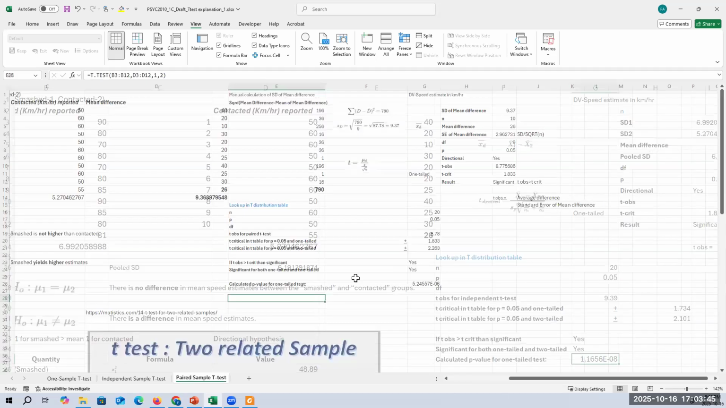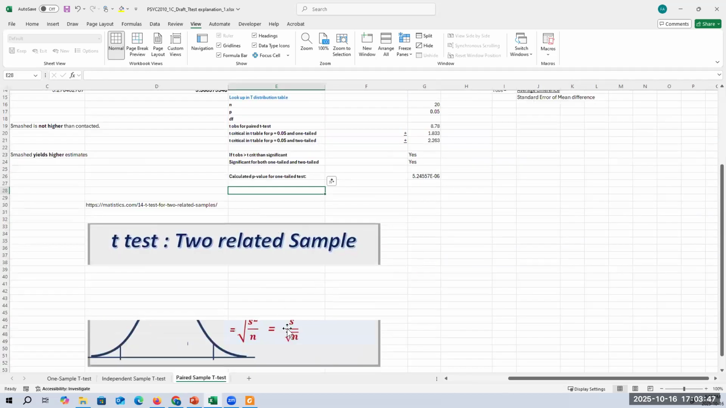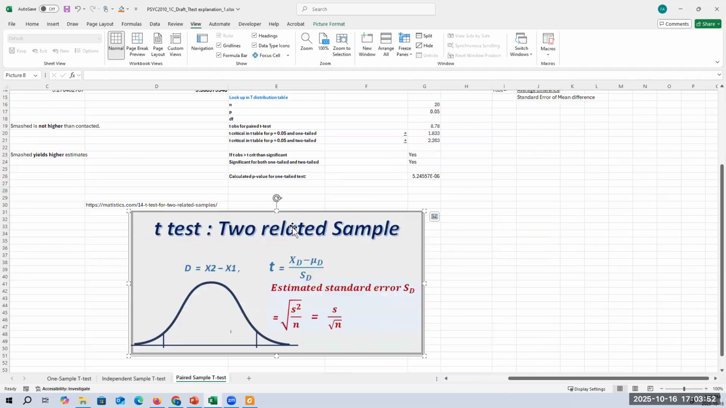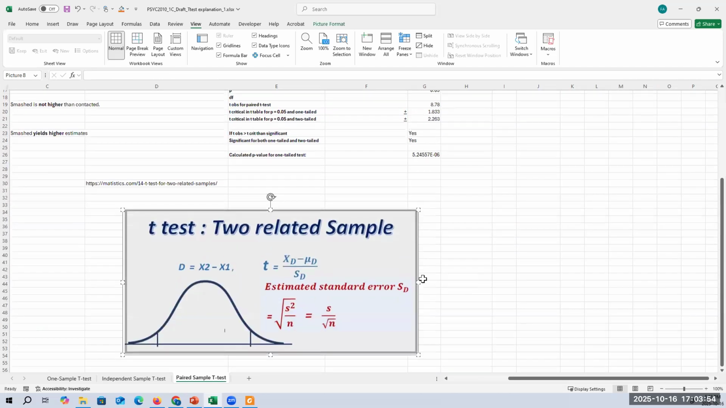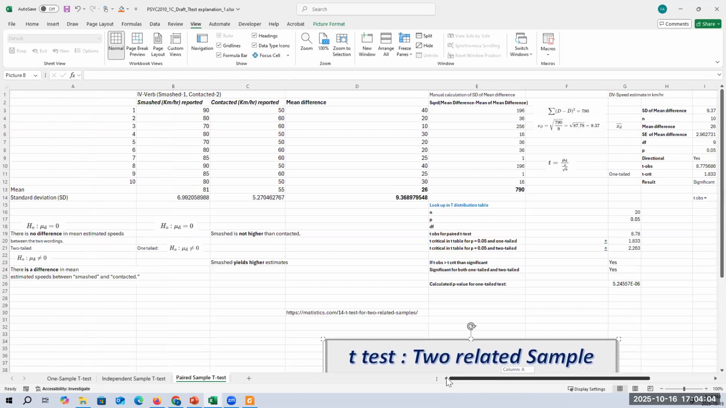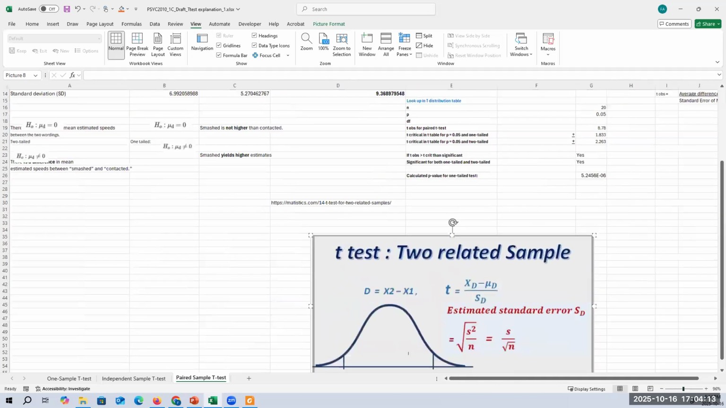Now let's go to the paired sample t-test. And here you have two related samples over here. And basically, you have one sample over here, one t distribution. Now, how would you do this? So how is this different from the case of an independent sample t-test?